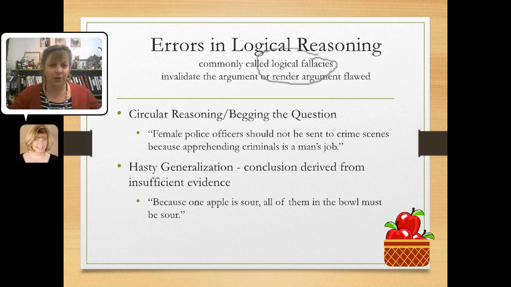One of them is known as circular reasoning, or sometimes known as begging the question, where it seems to set up a statement, but the statement itself doesn't offer any proof. So, for example, female police officers should not be sent to crime scenes because apprehending criminals is a man's job. I mean, there's no evidence in that, it just kind of comes back to itself.